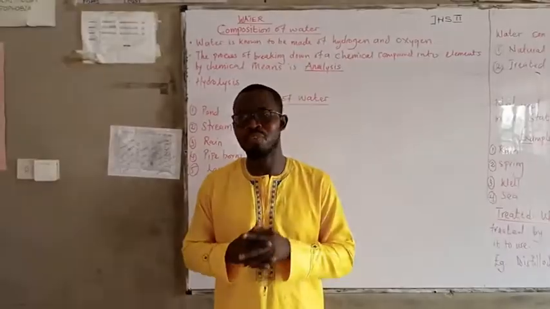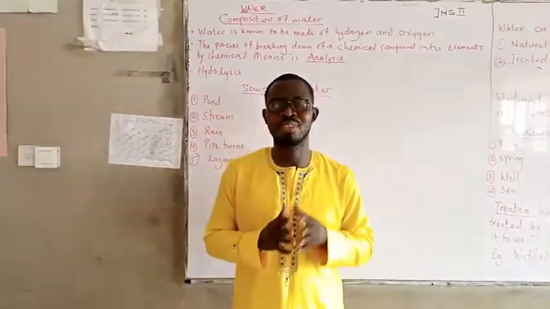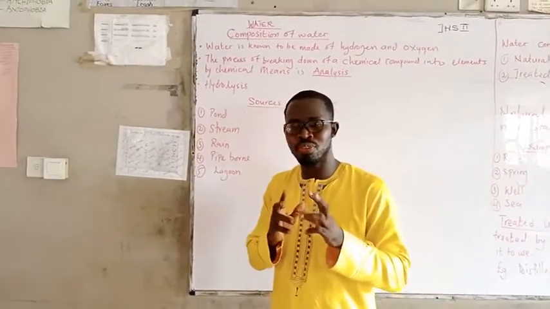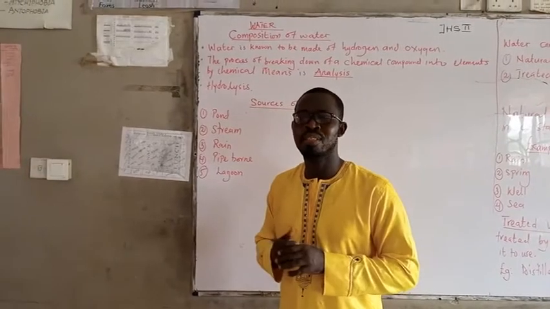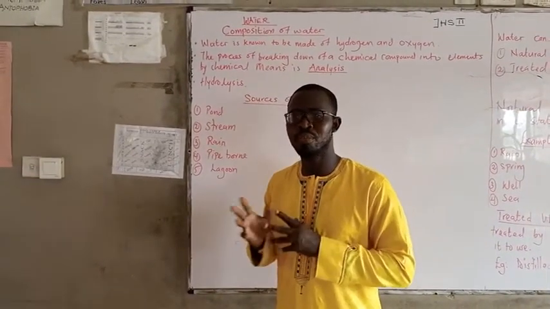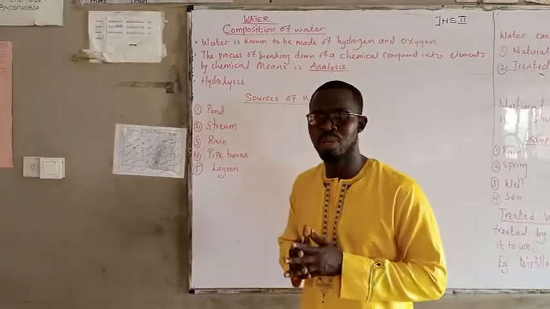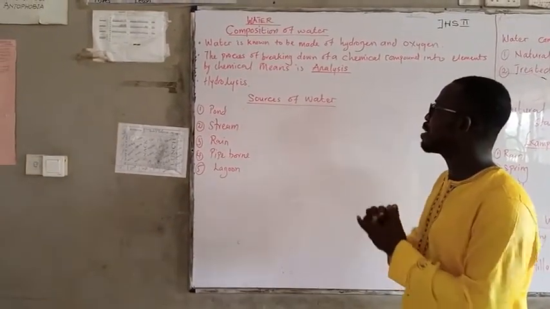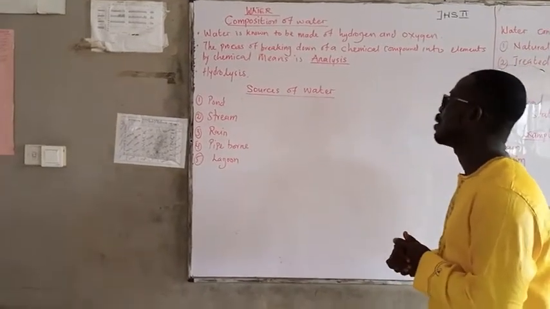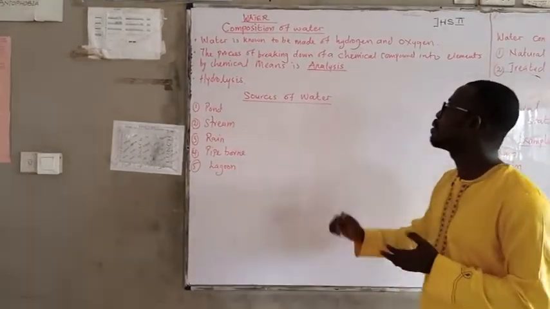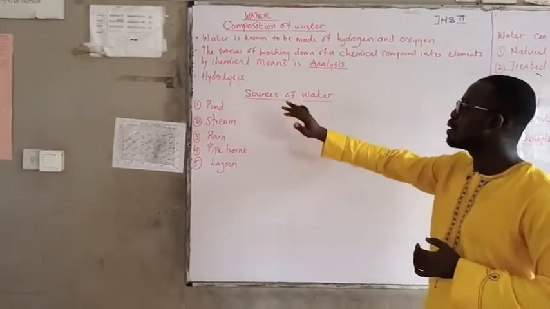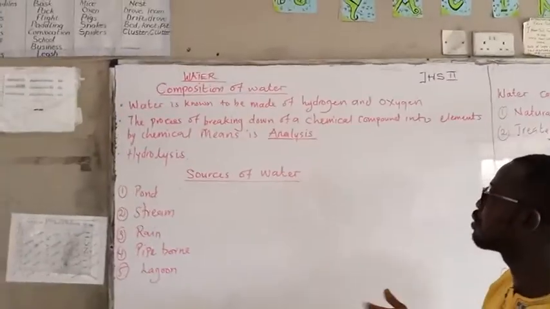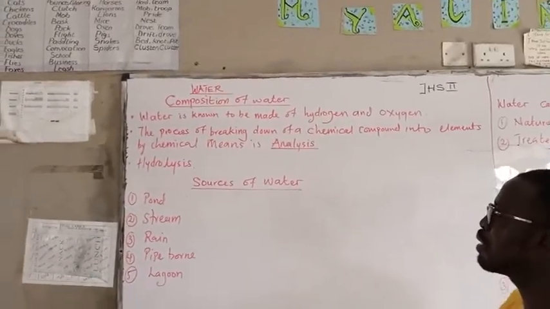The chemical formula for water, I guess you know, is H2O, right? So it tells us that we have two molecules of hydrogen and one molecule of oxygen in a ratio of 2:1. So without wasting much time, we want to look at other things that pertain to the composition of water.